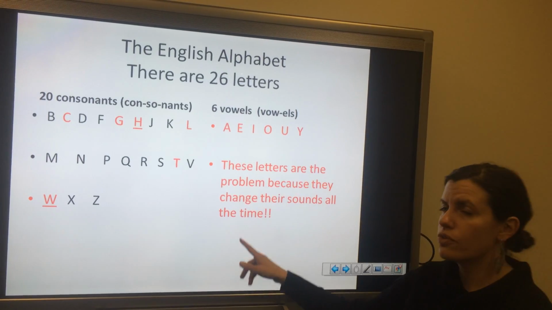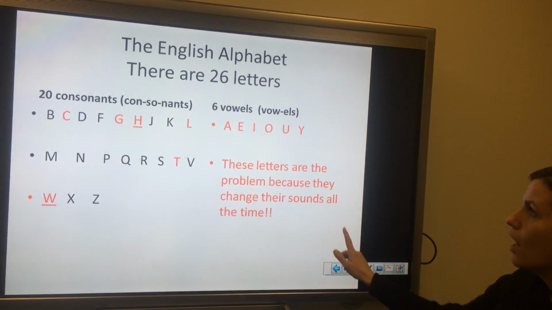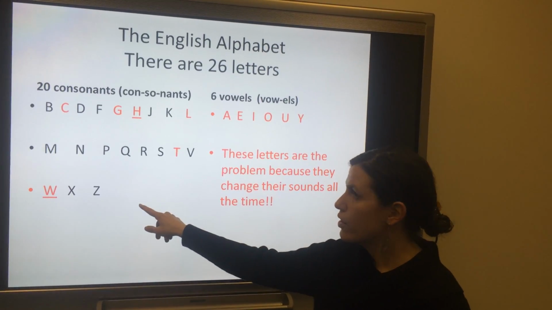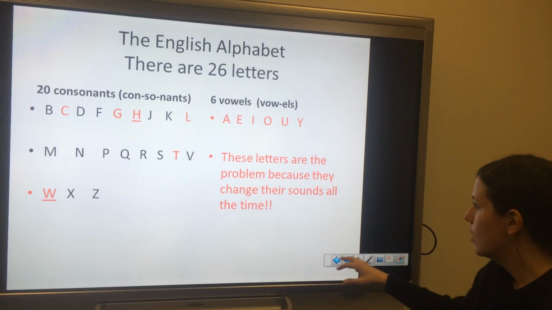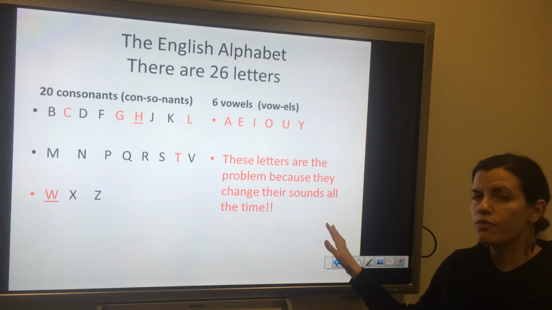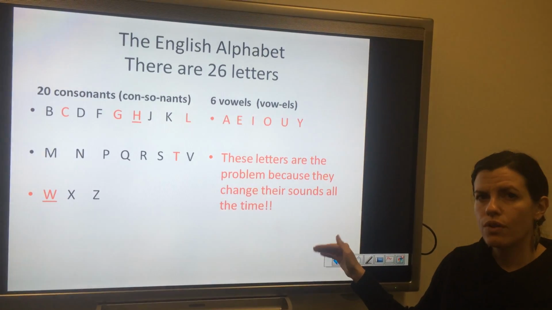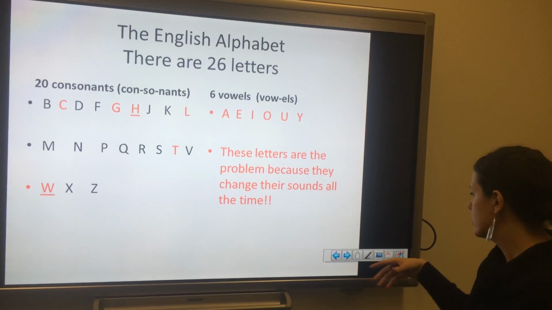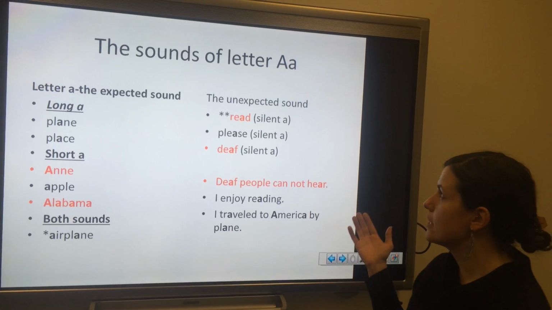So you should recognize this slide from last week's video, okay? I added 2 more problem letters, H and W, and each slide is going to be about some of the words that these letters belong to and when they change their sound. Okay, so we're going to start with the sounds of letter A.